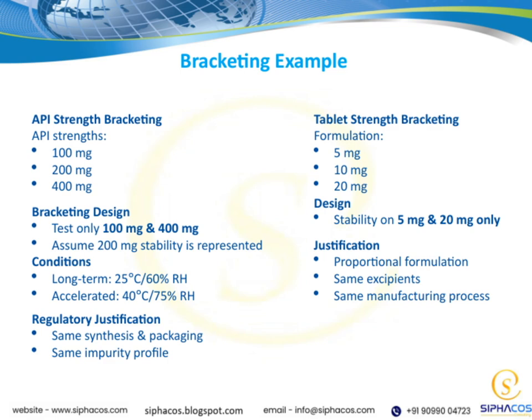Moving on to API strength bracketing, our API strengths are 100 mg, 200 mg, and 400 mg.